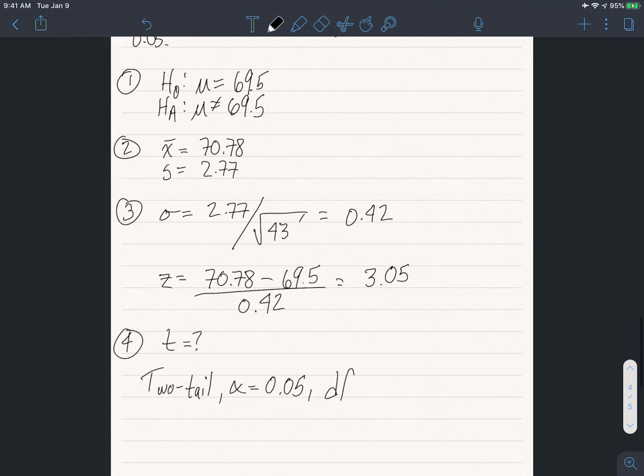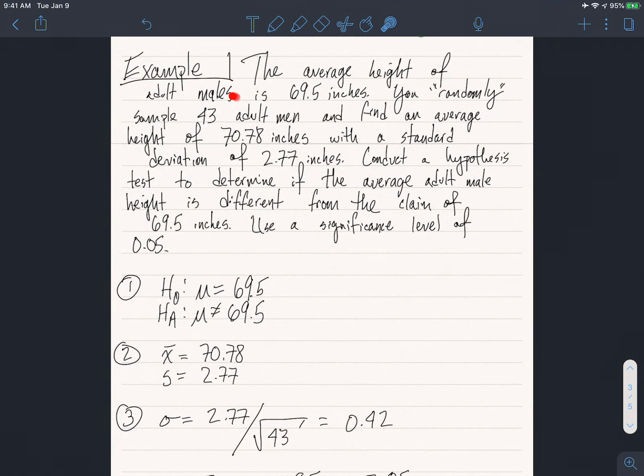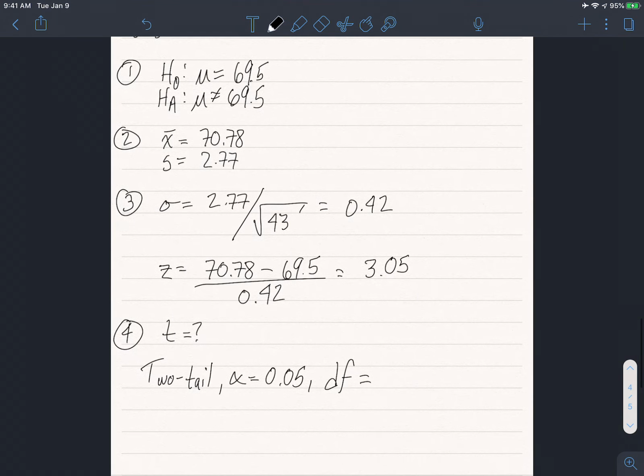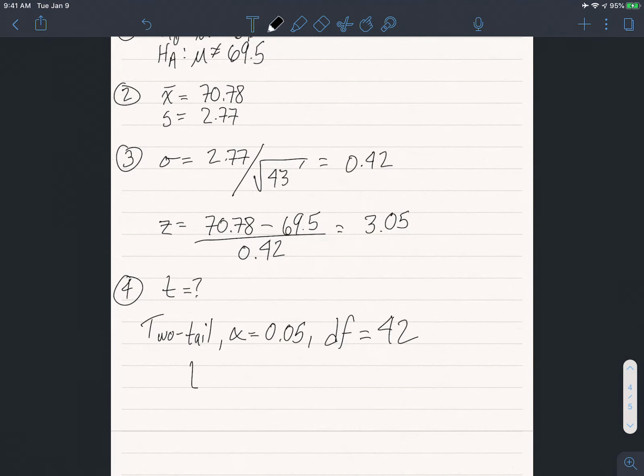And what was our degrees of freedom? Well, how many did we end up sampling? It says we sampled 43 adult men. And that means the degrees of freedom is 42. And now you'll go to your t-chart. And you look at two-tail, the two-tail line at the top, go over until you see 0.05. That'll be the second column. That's a slightly darker shade of blue.